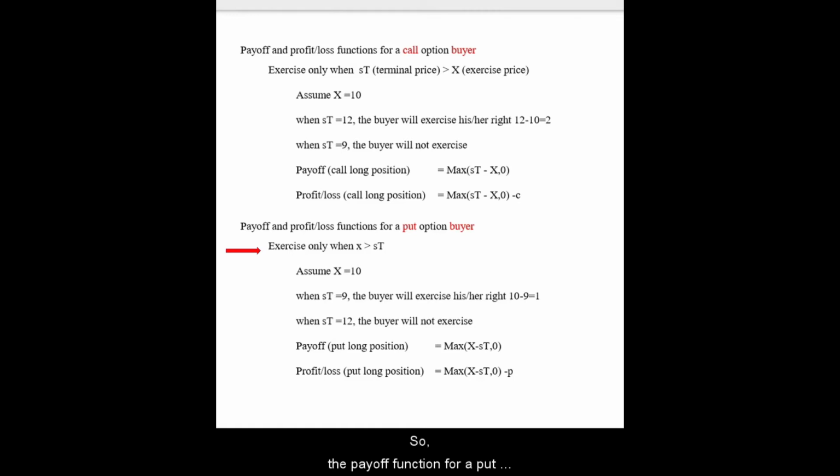So the payoff function for the put option buyer is max X minus ST, 0. The profit or loss for the put option buyer is simply his or her payoff function minus P. P is cost of the put option.